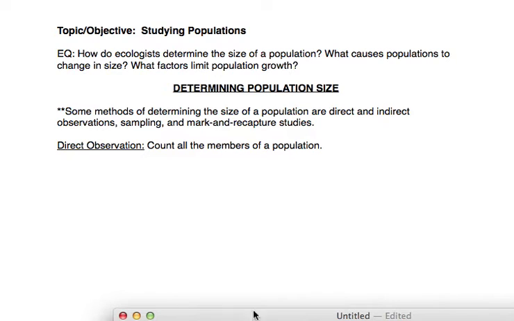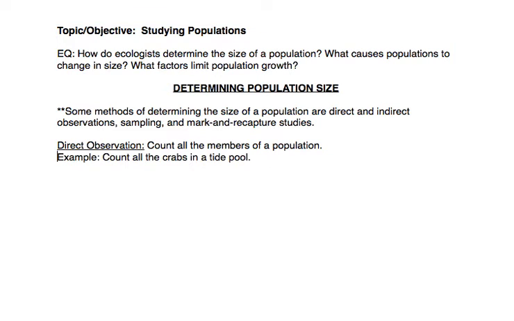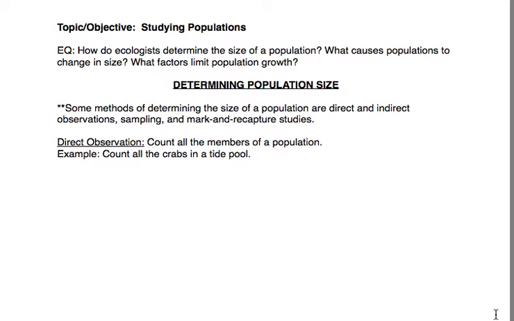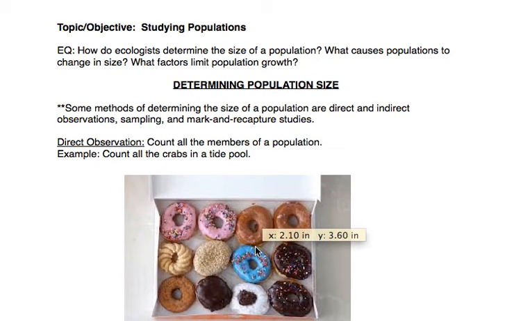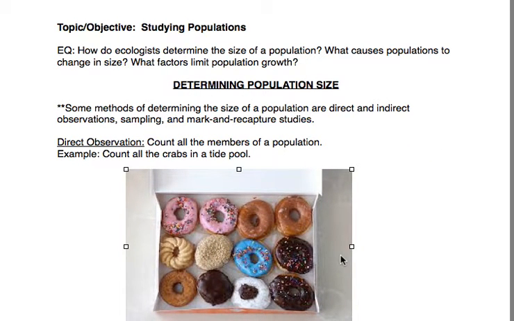An example from the book is if you wanted to know how many crabs were in a tide pool, you'd go right over to the tide pool and you'd just count the crabs, and that is direct observation. And because I'm hungry, I'm going to give you this example. If I wanted to know how many donuts were in this box, I would go over to the box and I'd physically count. There are 12 donuts there. Okay, so that is direct observation.